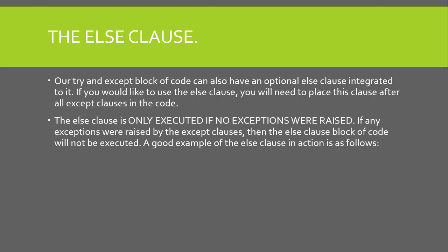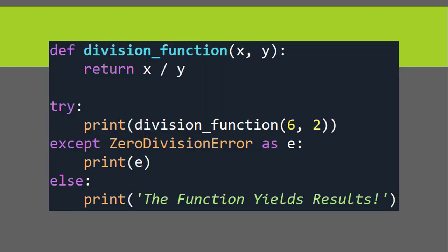The else clause. Our try and except block of code can also have an optional else clause integrated to it. If you would like to use the else clause, you will need to place this clause after all except clauses in the code. The else clause is only executed if no exceptions were raised. If any exceptions were raised by the except clauses, then the else clause block of code will not be executed. A good example of the else clause in action is as follows.